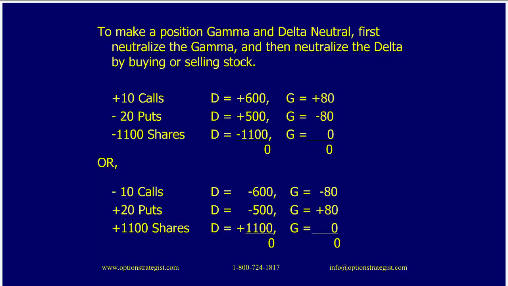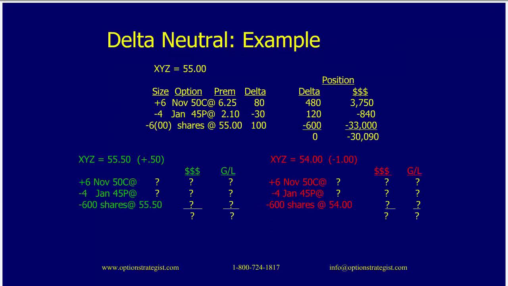Okay? Now, another way to do it, and there's lots of other ways as well that we could do this. But here I'm selling the 10 calls, buying the 20 puts. That again gives me a 0 gamma position, leaves me short 1,100 shares. So if I buy 1,100 shares of stock, I'll end up with a delta neutral position. Okay, so this is all how we make a position gamma and delta neutral.